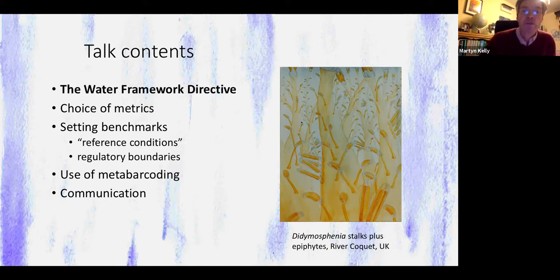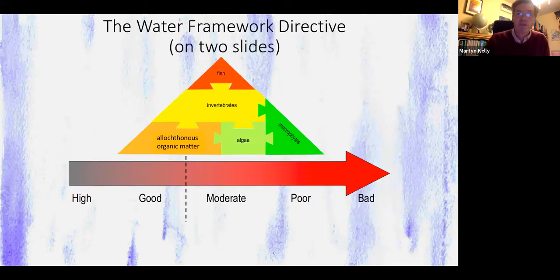And if I'm going to do that, I need to start off by telling you a little bit about the Water Framework Directive, which I'm sure many of you have come across in papers and talks from people in Europe. So I'm just going to summarize it very quickly on a couple of slides. So the water... oh, all of my colors have gone weird. Never mind, I have to push on.